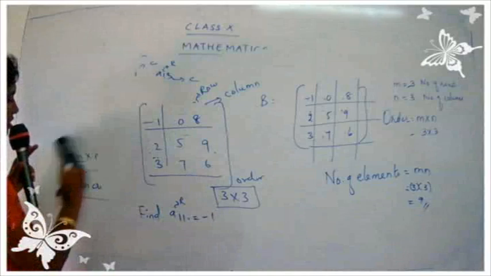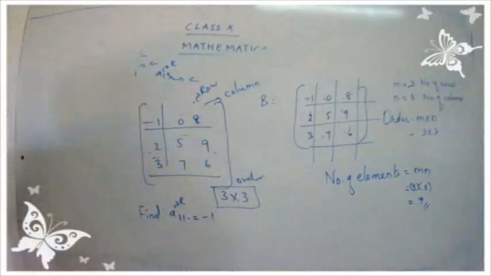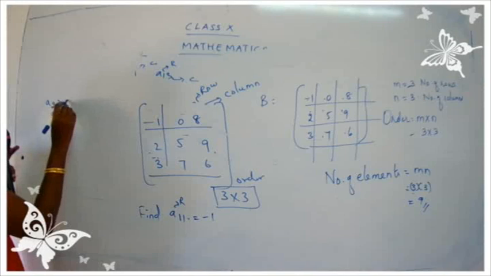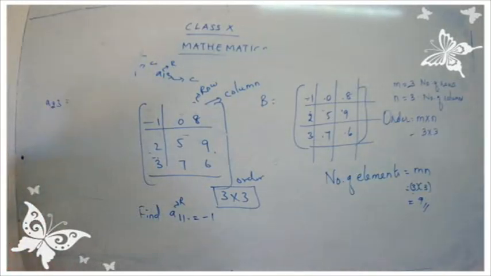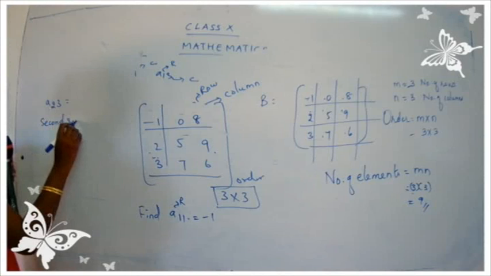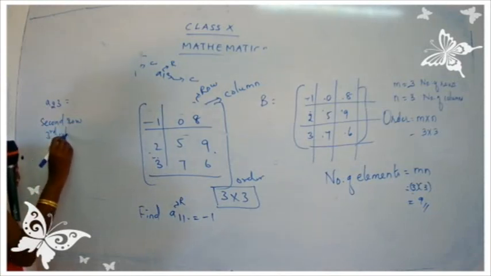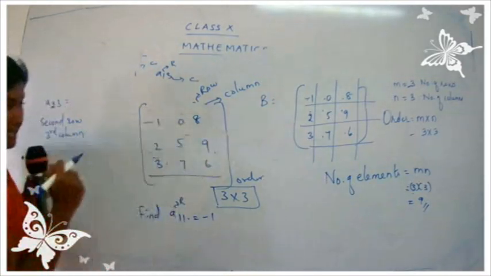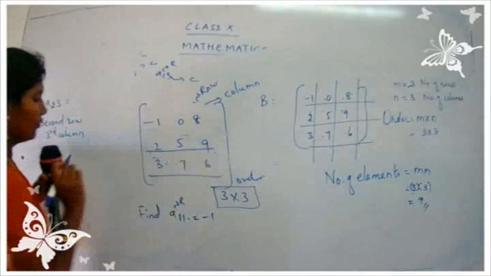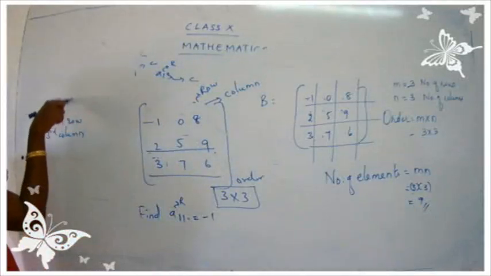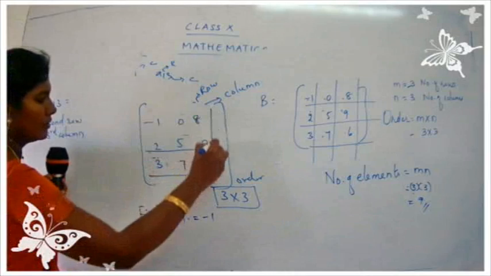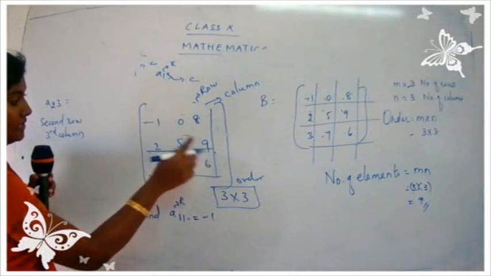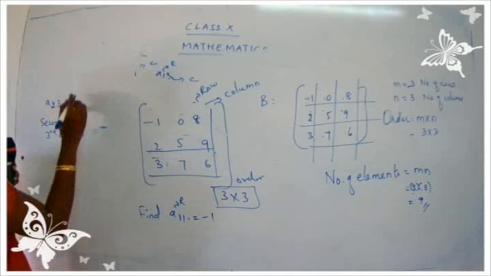Okay, let us go for some more elements. I have to find out A23. What do you mean by A23? Second row, third column. Where is the second row, children? This is the second row. Second row, third column. Where is the third column? This one. So which is the number? Yes, 9. So the answer is 9.